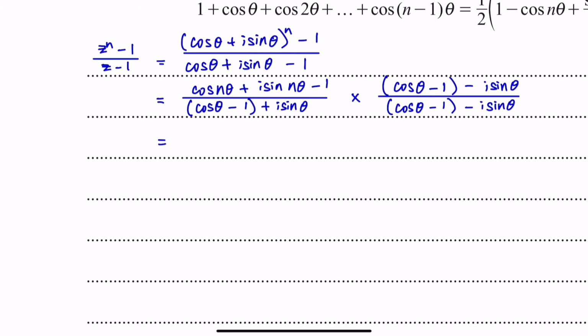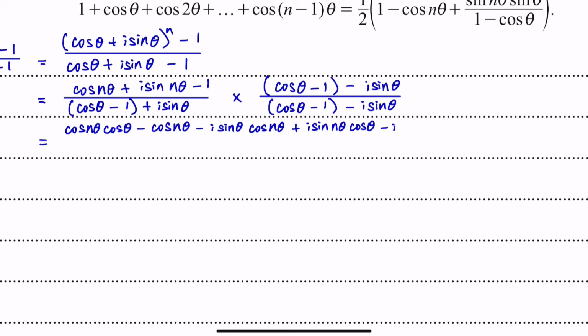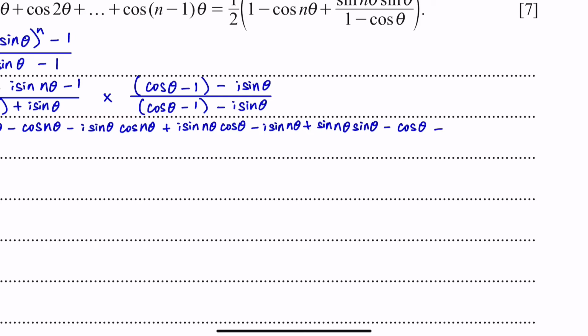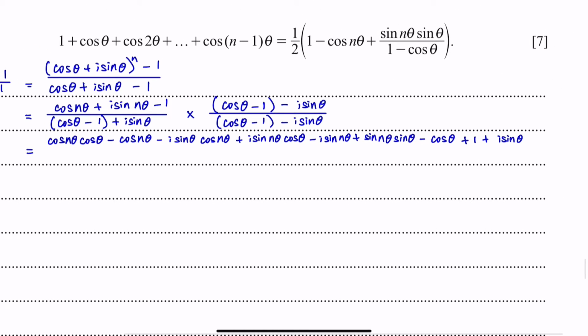this will be a long one, we will get cos n theta cos theta minus cos n theta minus i sine theta cos n theta plus i sine n theta cos theta minus i sine n theta plus sine n theta sine theta minus cos theta plus 1 plus i sine theta. This will be the numerator.